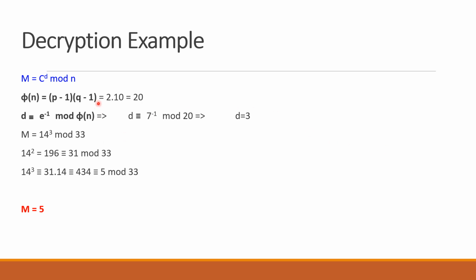Here the E value is 7 and the phi of n value is 20. If I take GCD of 20 comma 7, it will be equal to 1. Hence the condition is satisfied. That's why my D value, whatever I have calculated, is able to retrieve back my original message content. If I am not choosing properly the E value, which is not relatively prime to phi of n, then I will not be able to retrieve the plain text that has been sent by the sender.